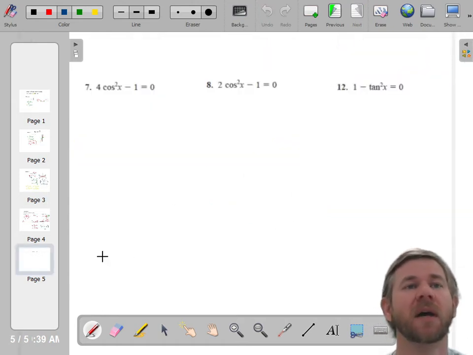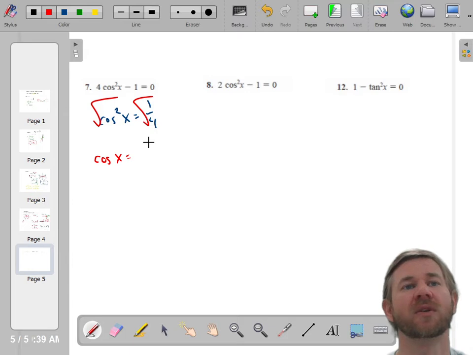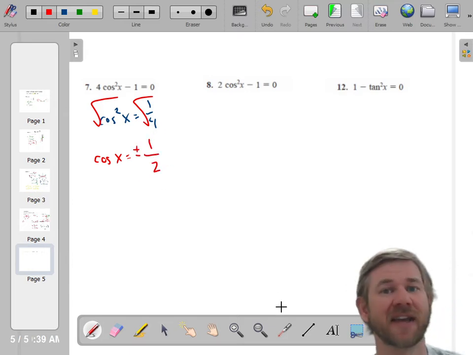Try a couple more. Okay, these are squared. So we're going to have to get cosine squared by itself. So add 1 and divide by 4. Then square root both sides, which the square root of 1 is 1. The square root of 4 is 2. And if you don't remember plus or minus, you only have half the answers.